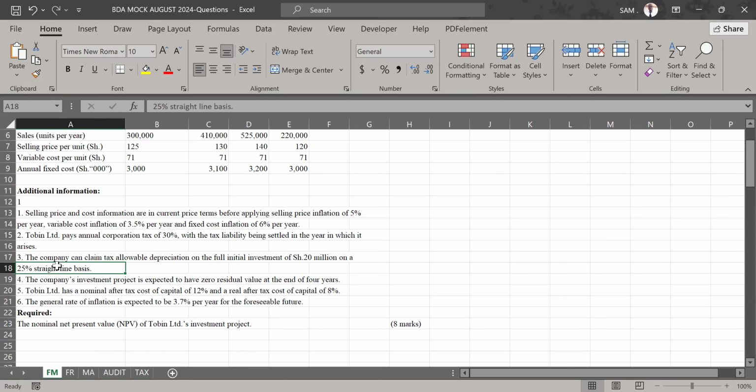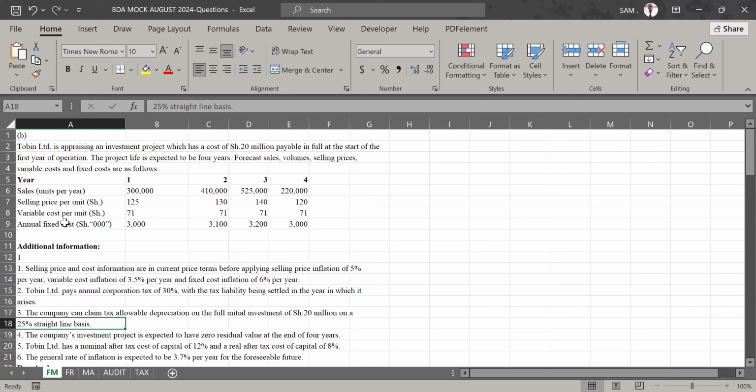Now, we are being told that selling price and cost information. So if you look at the data we have above, we have selling price per unit. We also have the number of units, right? So this selling price and then the cost information. How many elements of cost do we have? Variable cost and fixed cost. Those are the elements of cost that we are being given there.